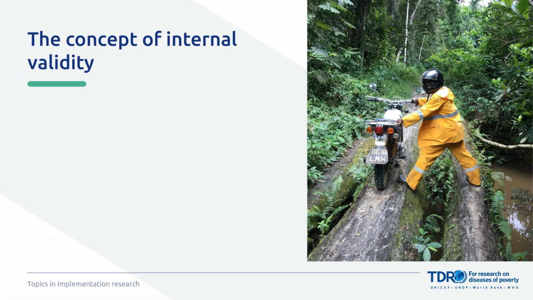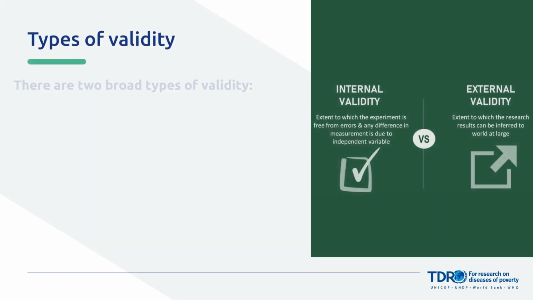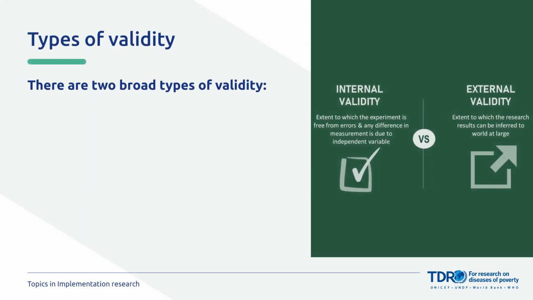Let's start with a reminder of what validity means. Validity is an estimate of how accurately an instrument measures what it's supposed to, in a specific context. In other words, validity is concerned with what an instrument measures and how well it does so. There are two main types of validity: internal validity and external validity.